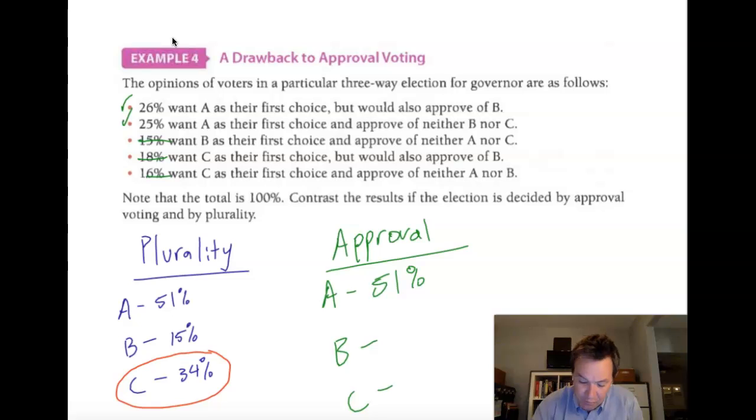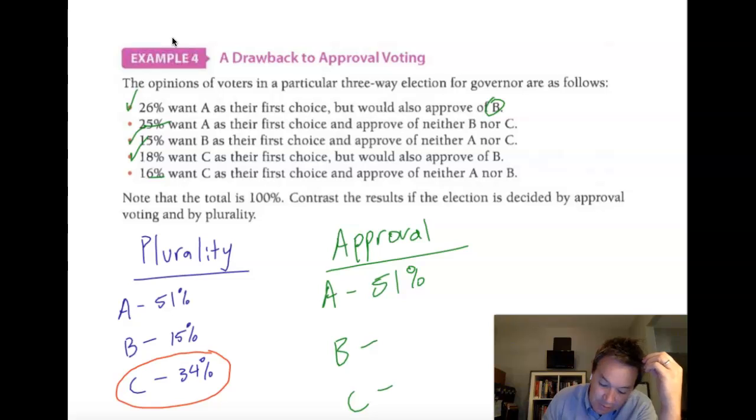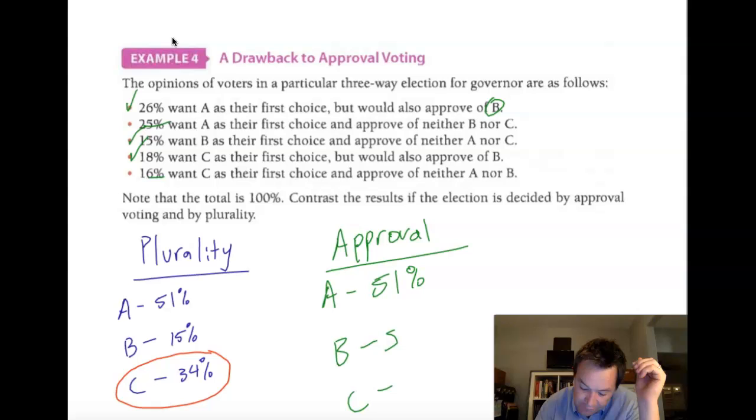All right, so now let's look at B. B is approved of in that first bullet point. Not approved of here. Approved of here because they're wanted as a first choice. Approved of here, and then not approved of here. So B gets 26 plus 33, which is going to make it 59% approval.